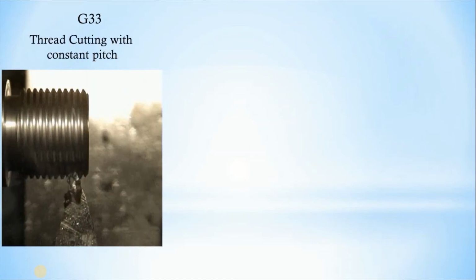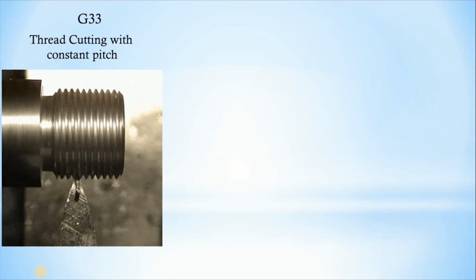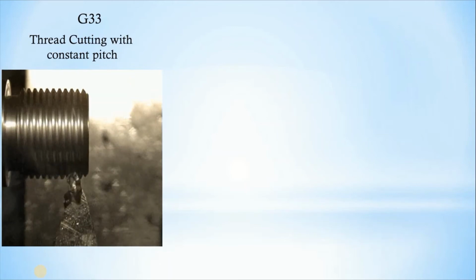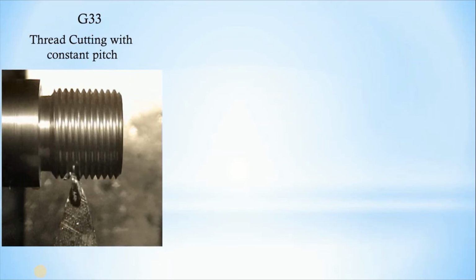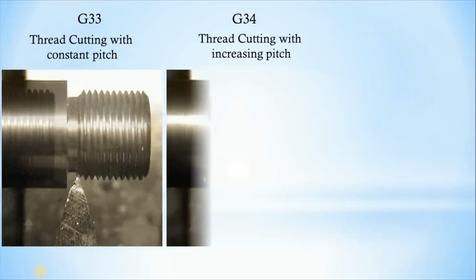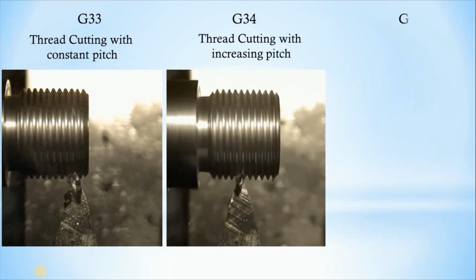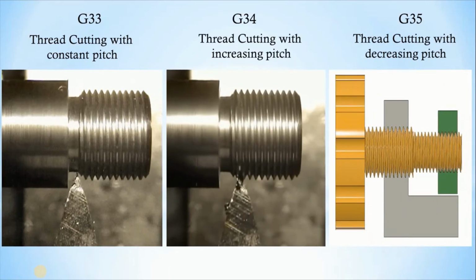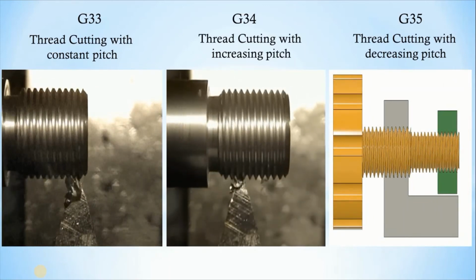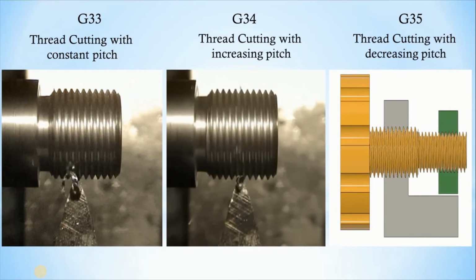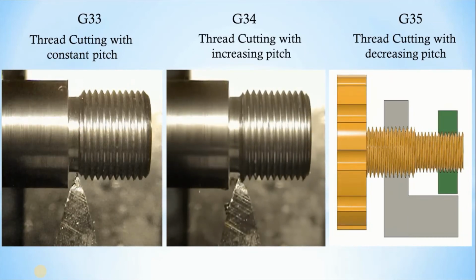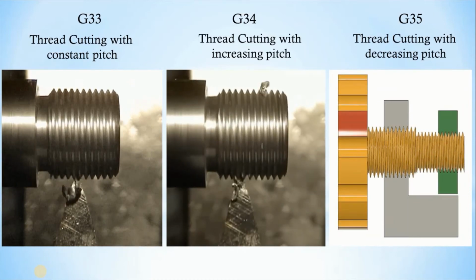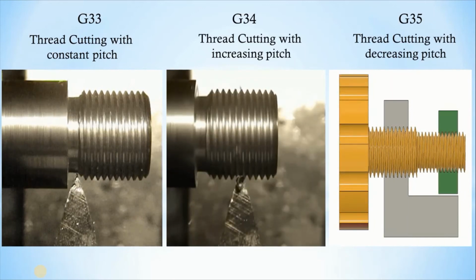Then G33 for thread cutting with a constant pitch. In this thread cutting operation we are using this G33 code. Then G34 for thread cutting with an increasing pitch, and G35 for thread cutting with a decreasing pitch. So G33 is used for thread cutting with a constant pitch, G34 is used for thread cutting with increasing pitch, and G35 is used for thread cutting with a decreasing pitch.